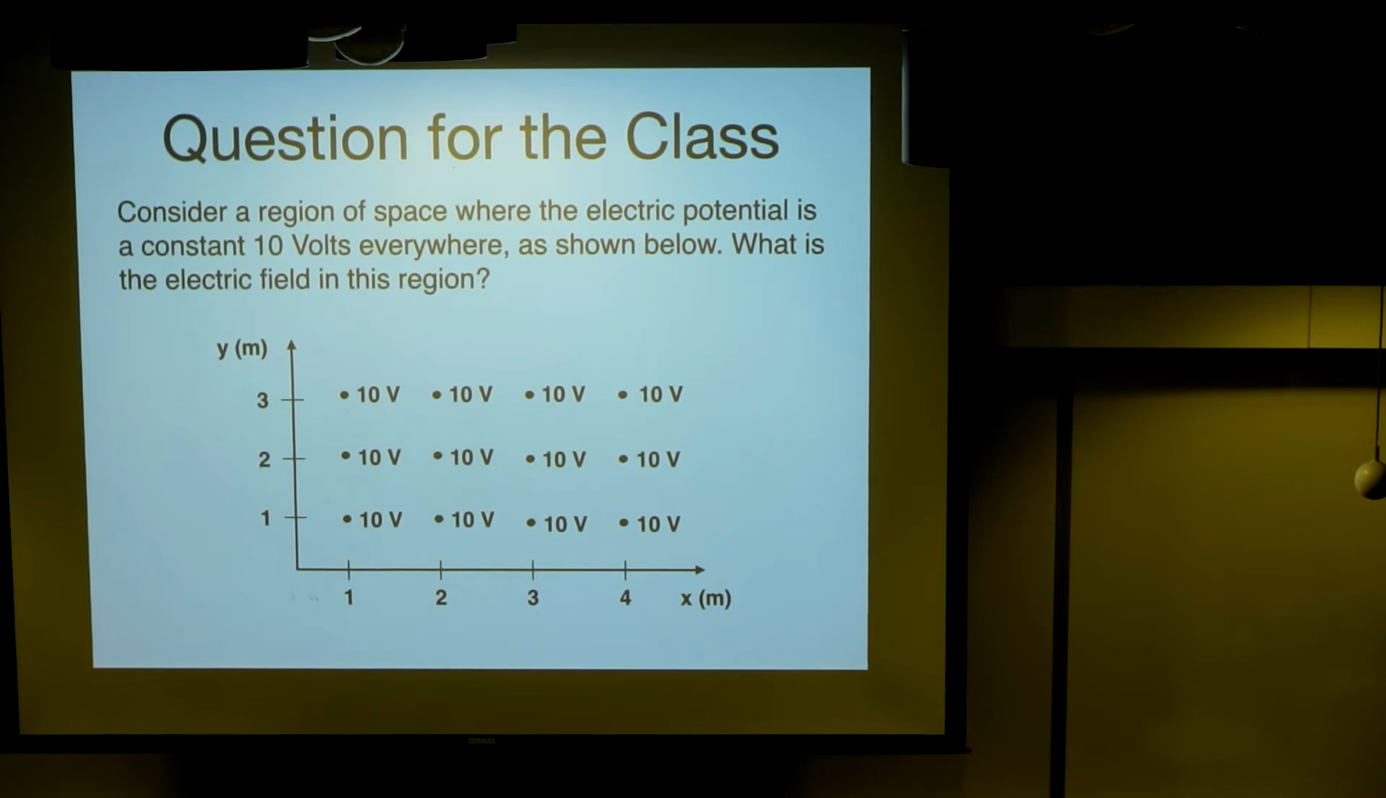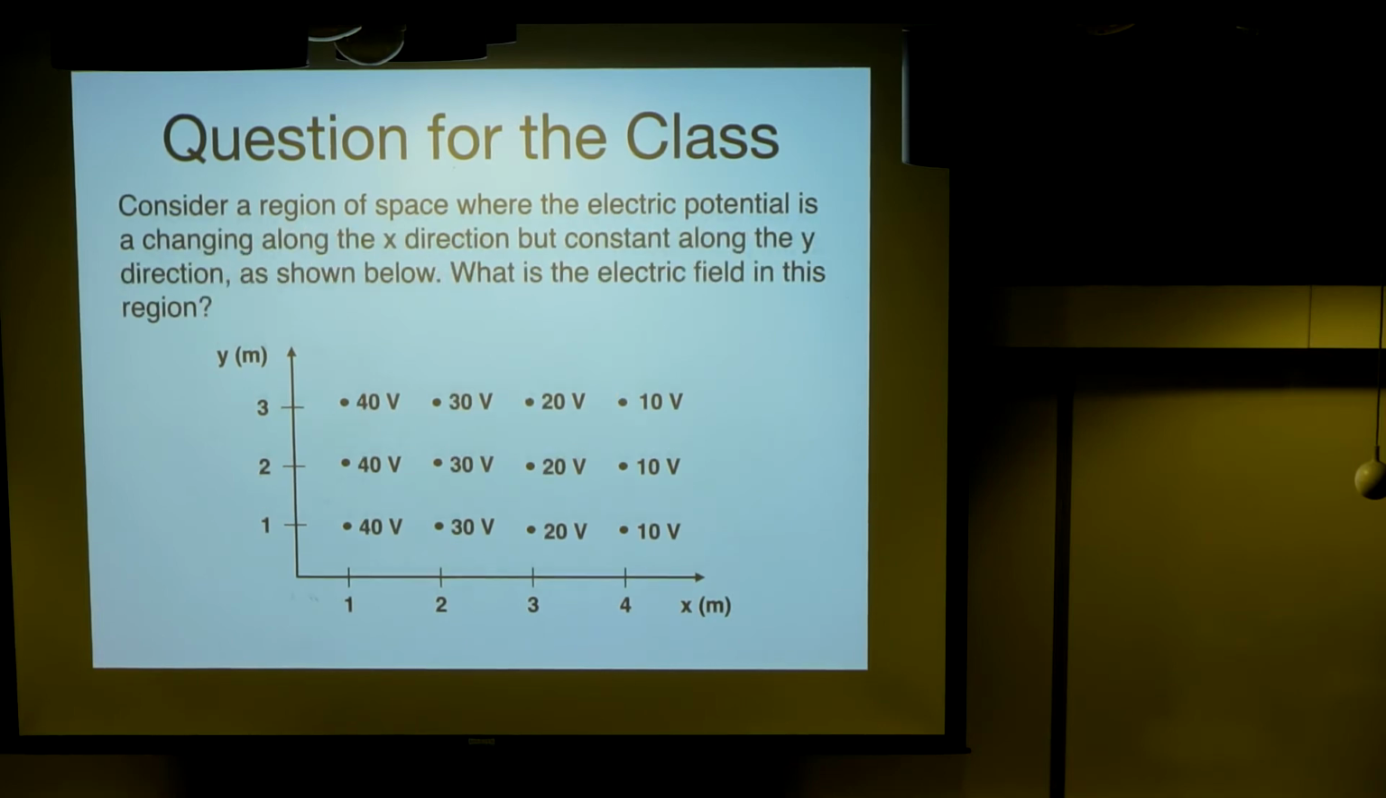All right, here's a slightly different one. So now it looks like the potential is changing as we move along in the x direction, but it's not really changing as we move along the y direction. So this time, I want you to calculate what the electric field is, and that means you're going to be able to tell me which way it's pointing and how strong the E field is. Okay, so try to work this out, see what you get.